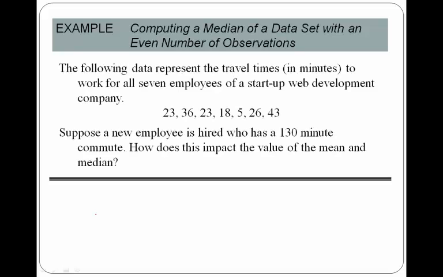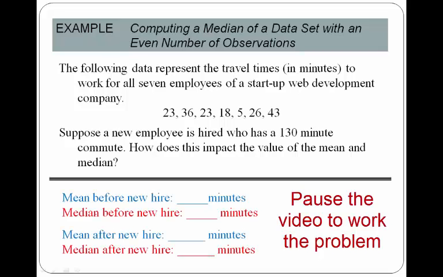The third objective, explain what it means for a statistic to be resistant. The following data represent the travel times again for these same employees. We're going to add a new employee who has a 130-minute commute. And then we want to look at what that does to the value of the mean and the median. Again, stop the video and make your calculations before you go on.